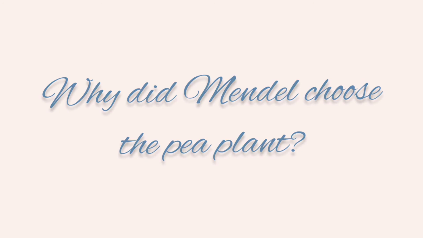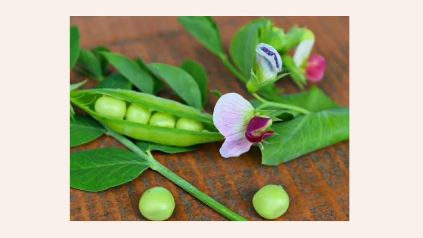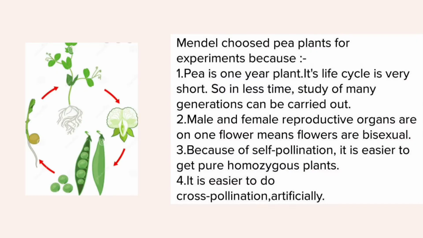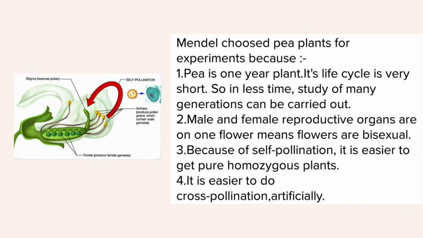Why did Mendel choose the pea plant? Mendel chose the pea plant because of its many distinct varieties. It is an annual plant with a short life cycle, so several generations can be studied within a short period. It has perfect bisexual flowers which contain both male and female parts. The flowers are predominantly self-pollinating, so it is easy to get a pure line for several generations.